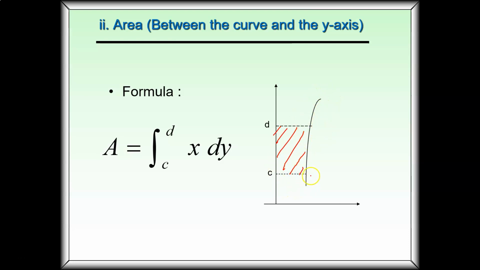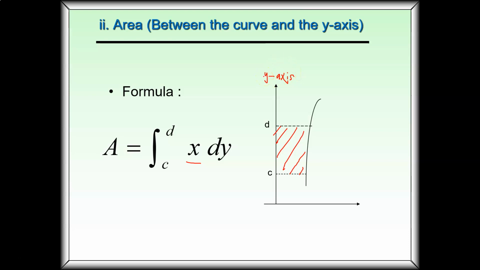This one is your curve and this is your y-axis. So this one will become y equals 4 or y equals 2. In the formula you will be using, it is also the area, integrate from c to d, the smallest to the largest, x dy. Why is it x? Because you involve the y-axis.